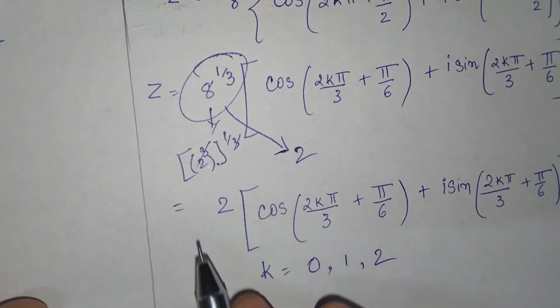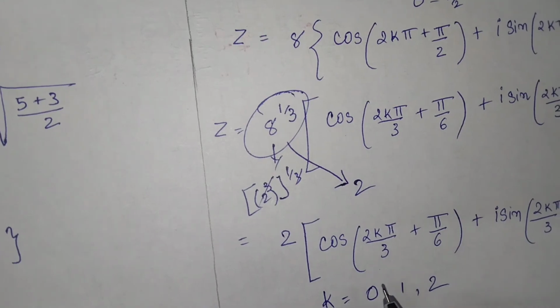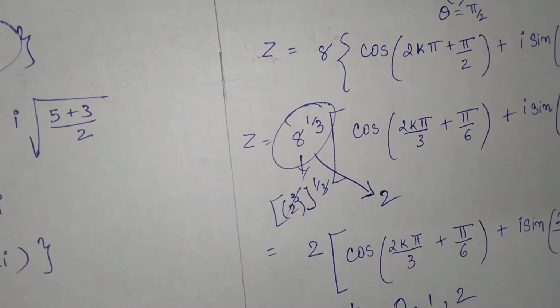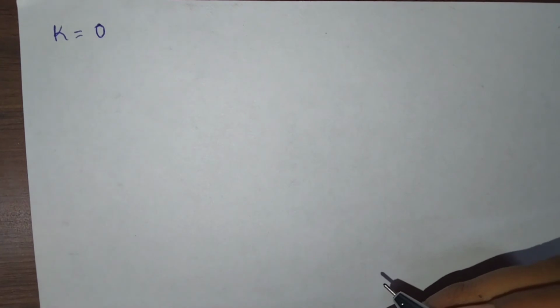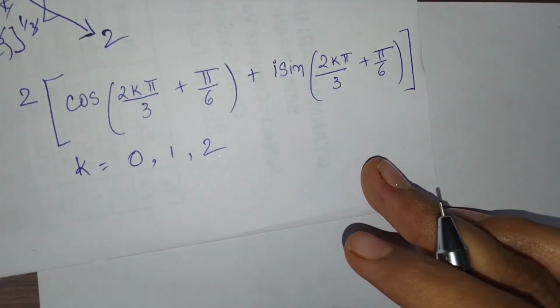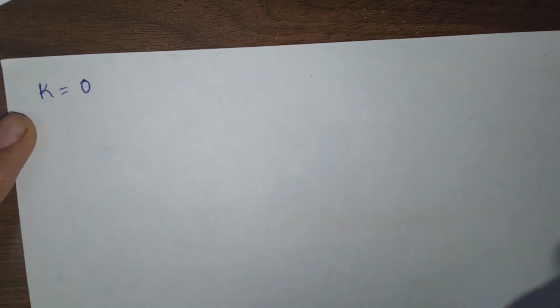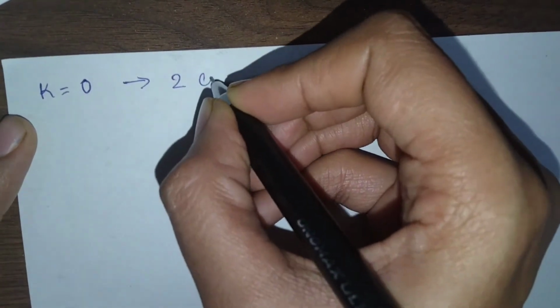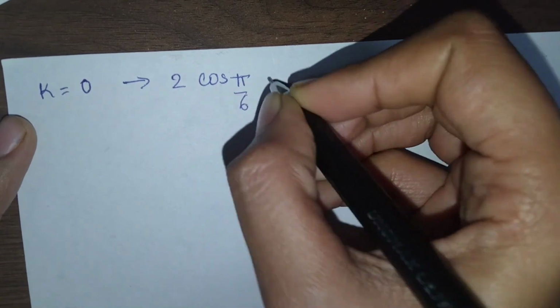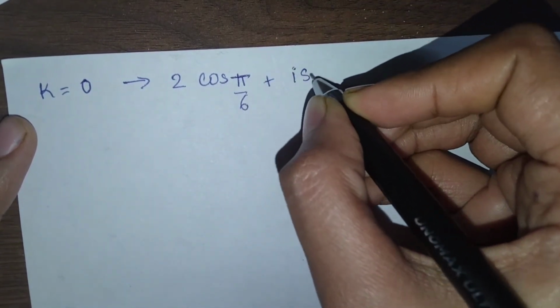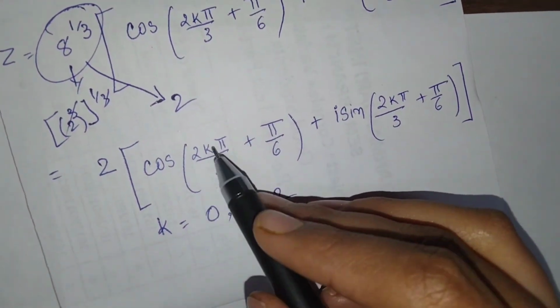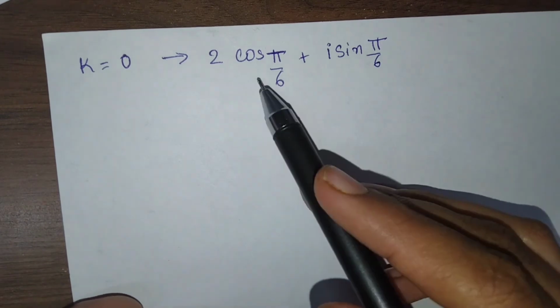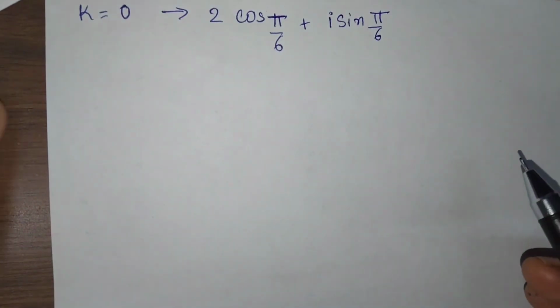Now if we put the values of k as 0, 1 and 2 in this equation, what do we get? Whenever we put k equal to 0 in this equation, we will get 2 cos pi/6 plus I sin pi/6. Because when we put k as 0, this term becomes 0, so we will get 2 cos pi/6 plus I sin pi/6.